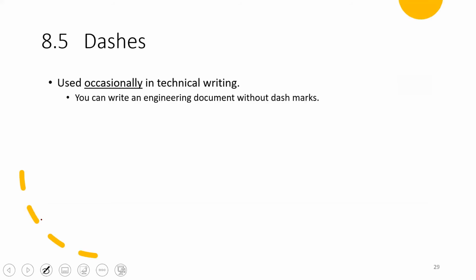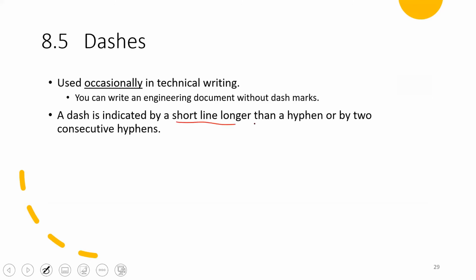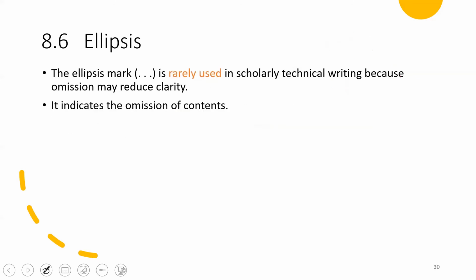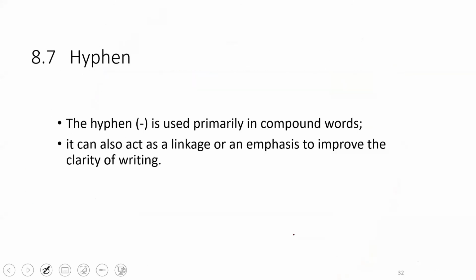Now move on to dashes. Okay, dash, use occasionally. A dash is a short line longer than a hyphen. So this is a dash, this is a hyphen. Okay. It can stress linkage, separation, emphasis, and informality or abruptness. Hyphen is used primarily in compound words. It also has a linkage.